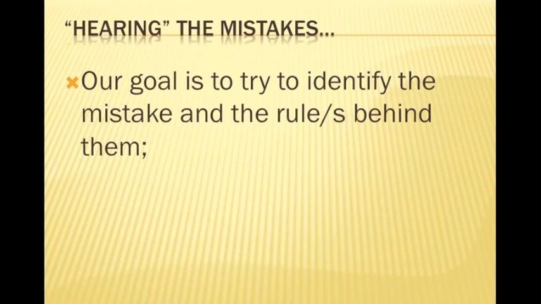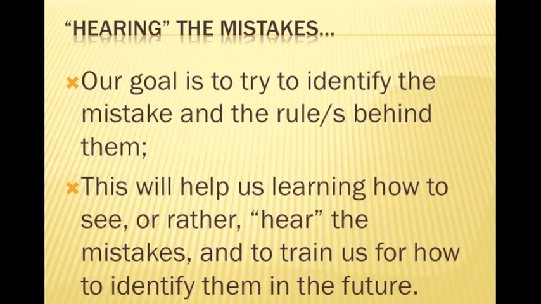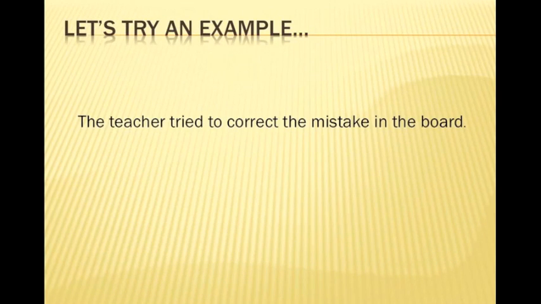So our goal is to try to identify the mistake and then think about the rule or idea behind it. This will help us in learning how to see, or rather, following our musical idea here, hear the mistakes, and to train us for how we can identify them in the future. Now we're going to start with just an example. As you can see here, I have a sentence on the screen. Now let's see if we can find the mistake.